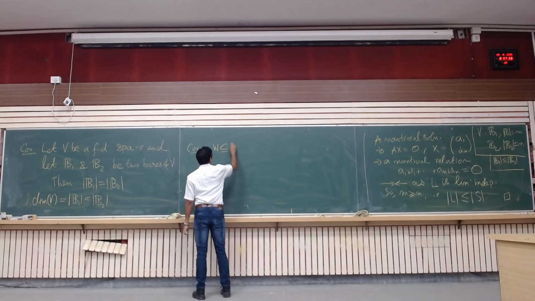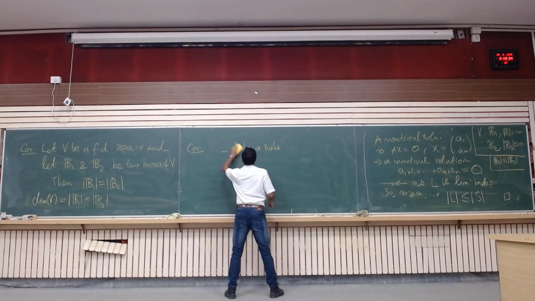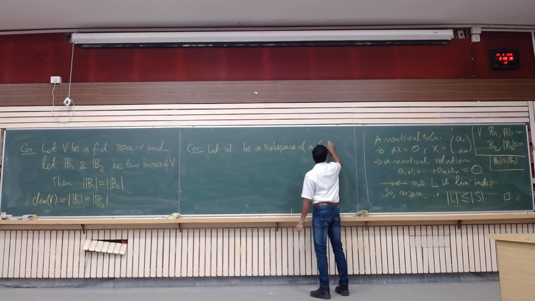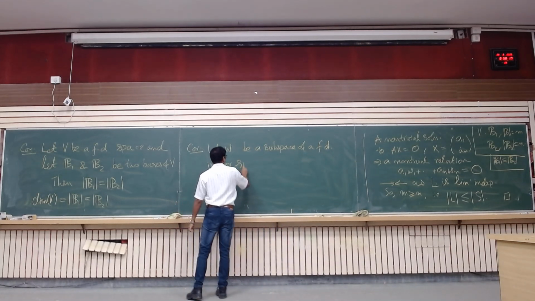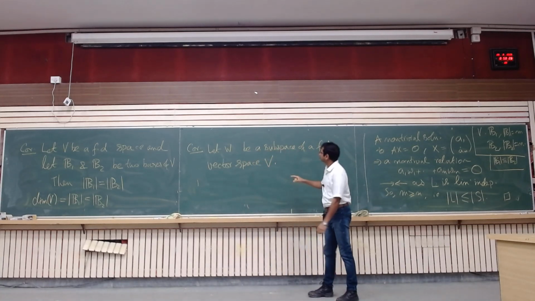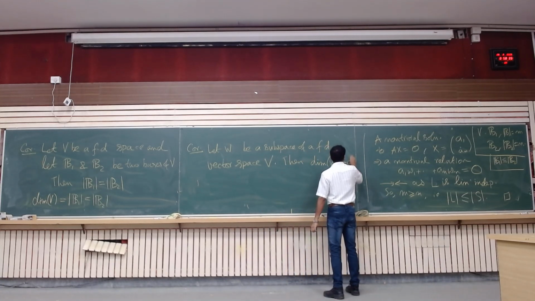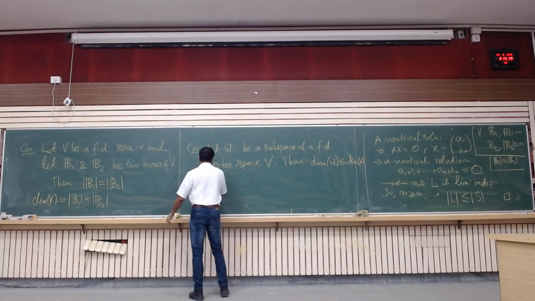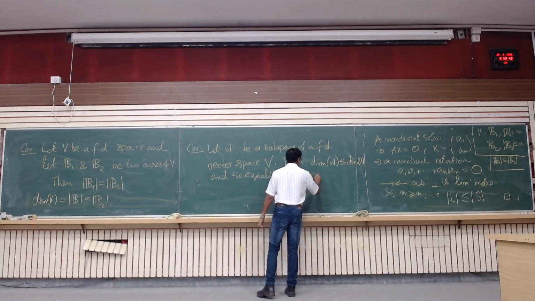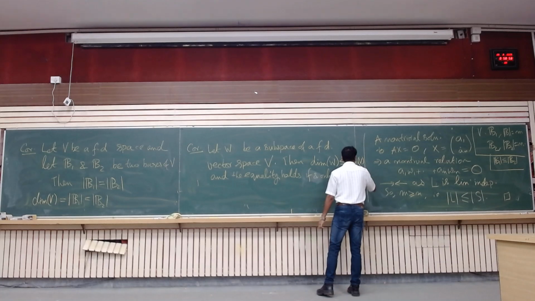Corollary: let W inside V be a subspace, let W be a subspace of a finite dimensional vector space V. Then the dimension of W is less than or equal to the dimension of V, and the equality holds if and only if W is equal to V. Okay.